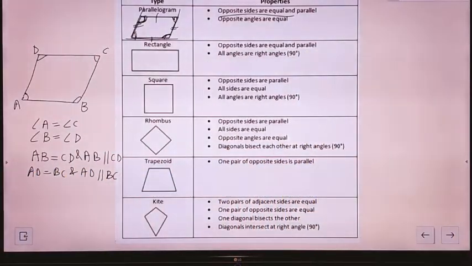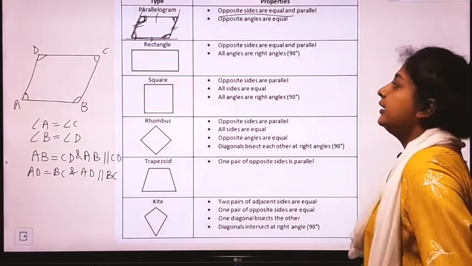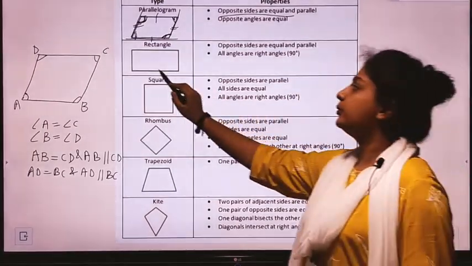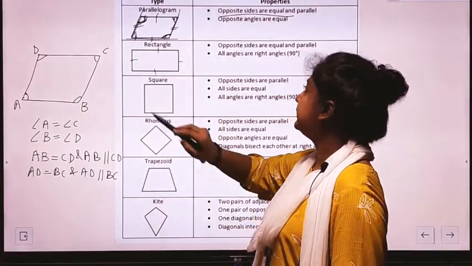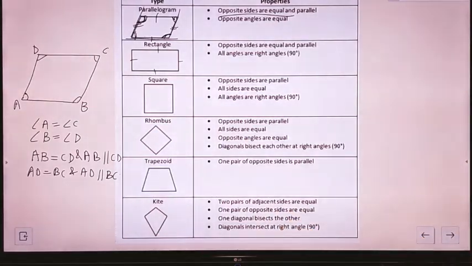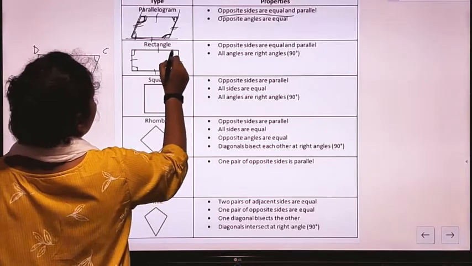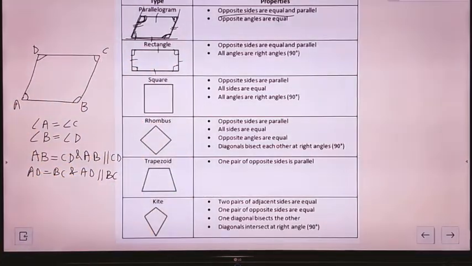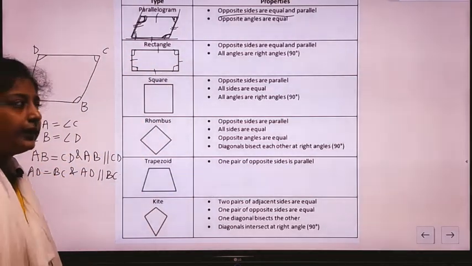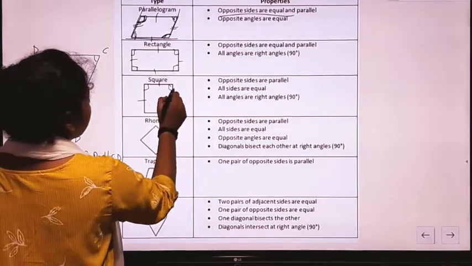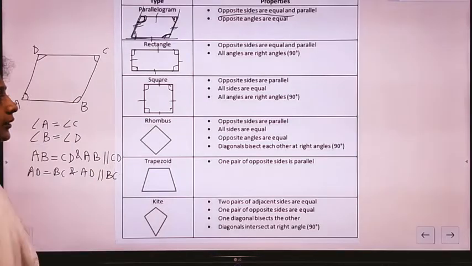Next we have a rectangle. Rectangle we have studied from the junior classes itself, right? In a rectangle, again, the opposite sides are equal and parallel, and all the angles inside a rectangle are always 90 degrees. Next we have a square. A square is a quadrilateral where all the sides are equal and all the angles are 90 degrees.